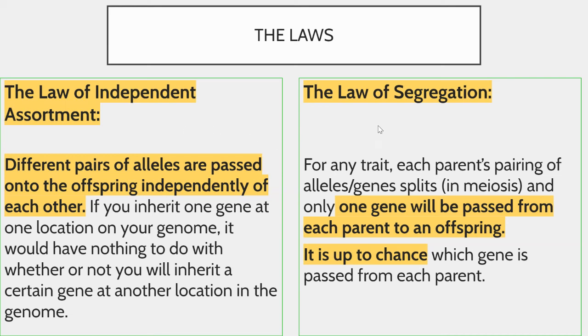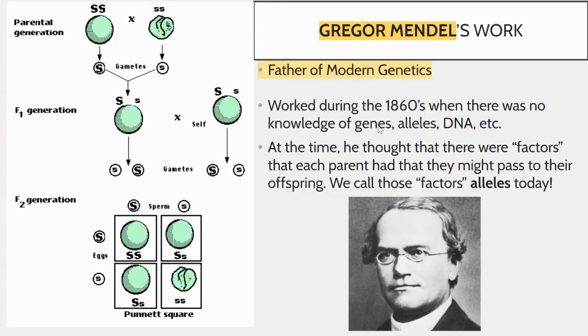Next up, we have the law of segregation. The law of segregation is that for any trait, each parent's pair of alleles is going to be split, and only one gene will be passed from each parent to an offspring, and it's up to chance which gene will be passed. So for the law of segregation, look back to Mendel's pea plants. See how this pea plant has a big S and a little s? It's completely up to chance whether it will pass the big S or the little s onto each individual offspring.